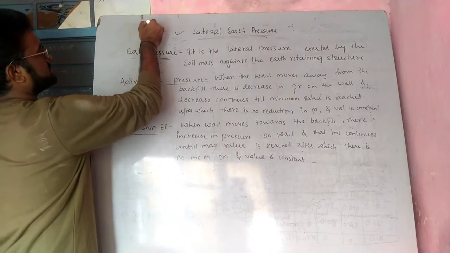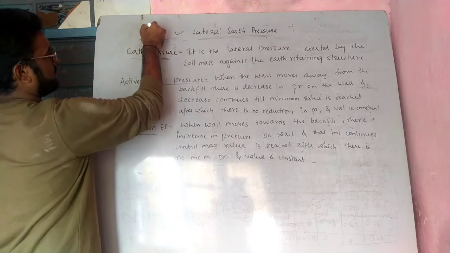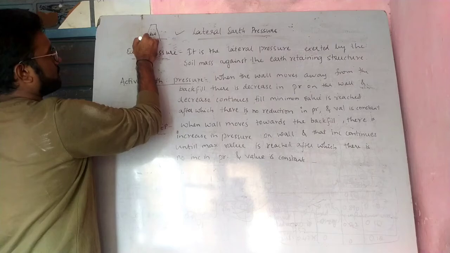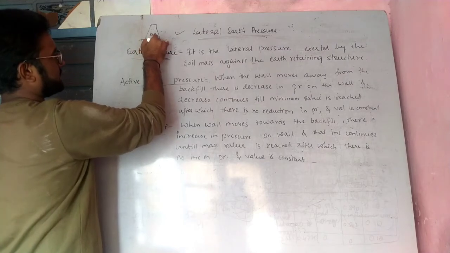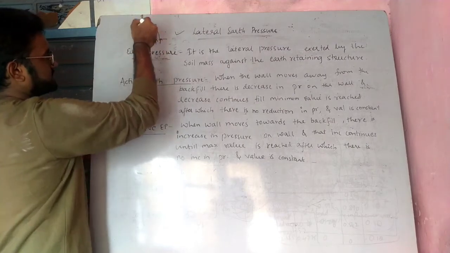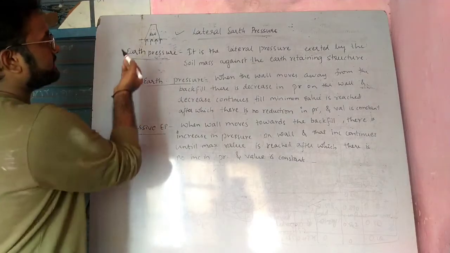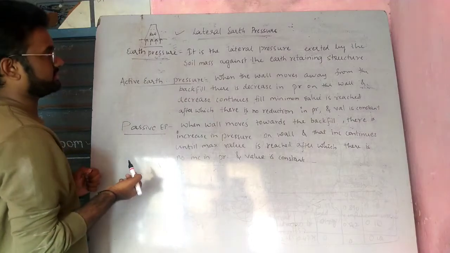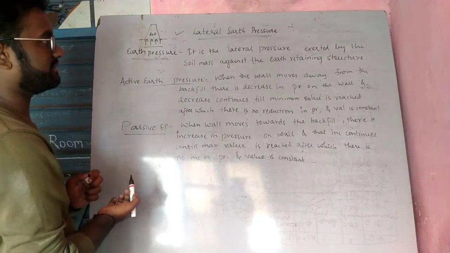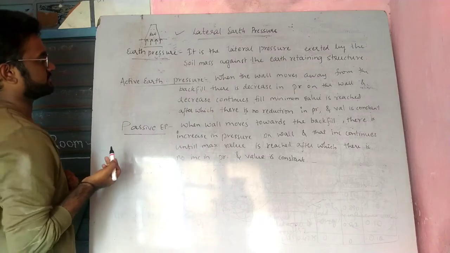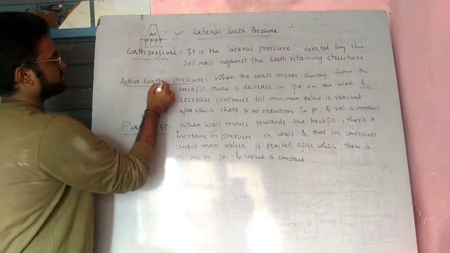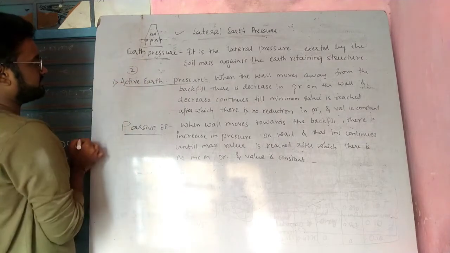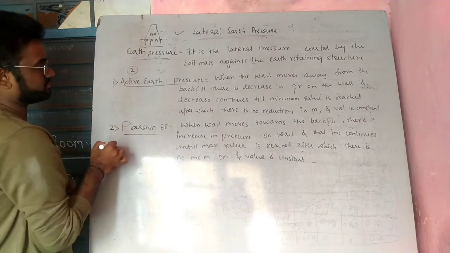Say for example, if this is the earth retaining structure, or it is also called a retaining wall, whatever the soil mass exerts, opposite to the retaining wall, it is acting in the lateral direction. This pressure is called earth pressure. It is a lateral pressure exerted by the soil mass against the earth retaining structure. Coming to the types of earth pressure, we have two types. First one is active earth pressure, second one is passive earth pressure.